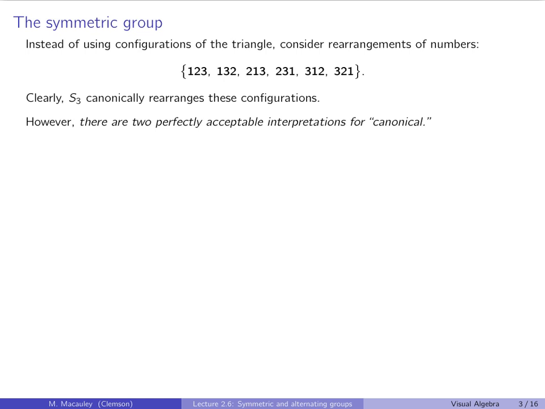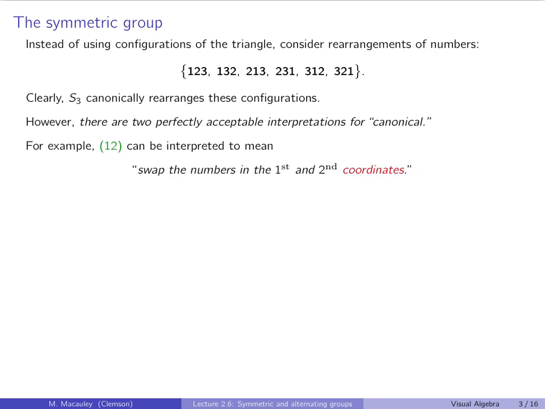Instead of using configurations of the triangle, let's now consider rearrangements of the numbers 1, 2, and 3. So we can write these as words, and there's 6 of them. Clearly, S3 canonically rearranges these configurations. But when I say canonical, there are two perfectly acceptable interpretations for what that means. And I touched upon this near the end of the last lecture.